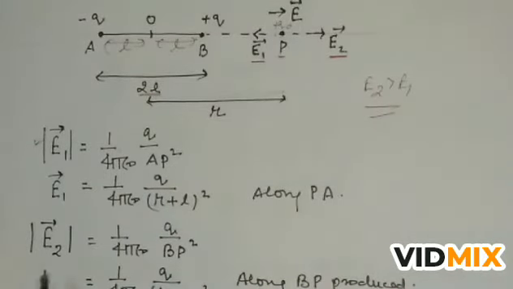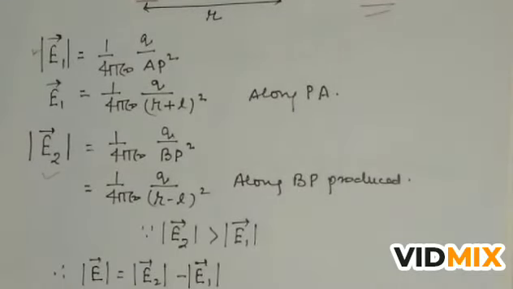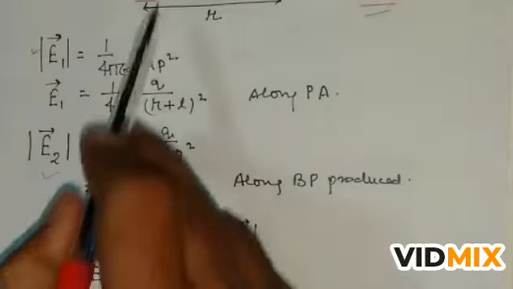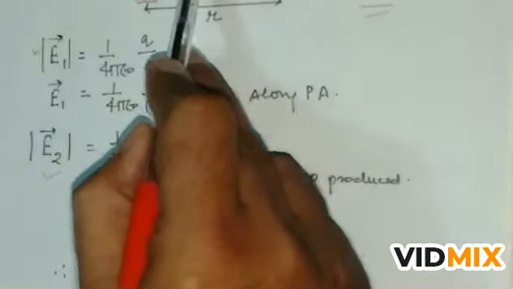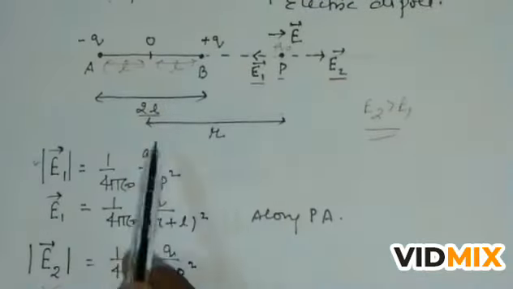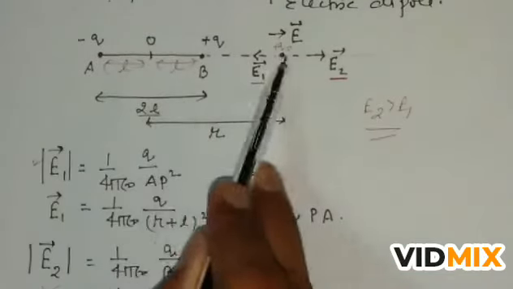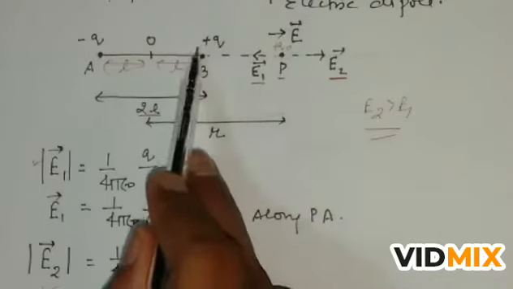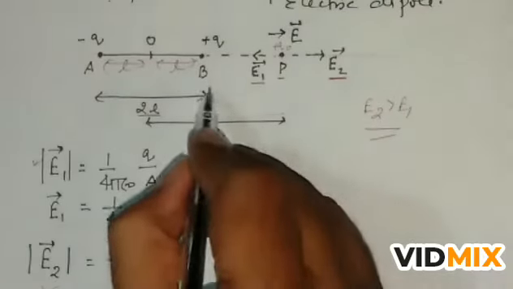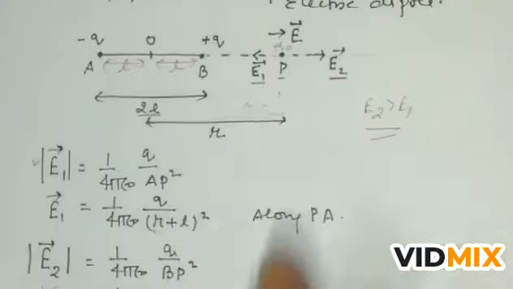Now the second electric field due to the positive charge, that is E2, is 1 upon 4 pi epsilon naught Q by BP square. From here to here the distance is r, but we are taking the distance from plus q, so it will be deducted. So the distance from q to this point is r minus l.